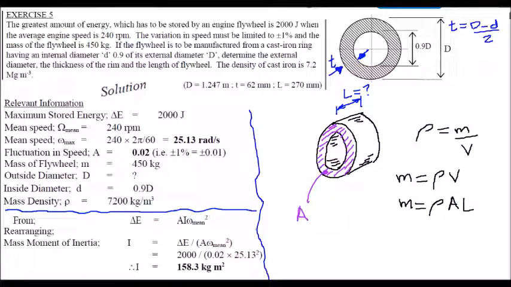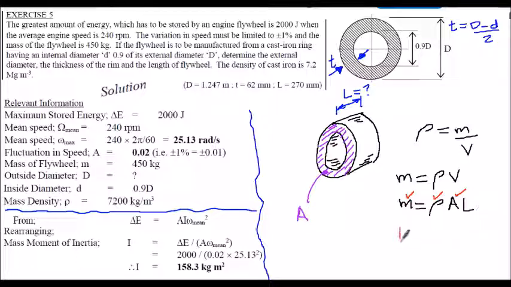So what do we know in the question? Just think back to the question. We know the mass because it's given in the question. We know the density. We've converted that to appropriate units. I can calculate the area of an annulus. I can do that quite easily. And then I can rearrange to find L.